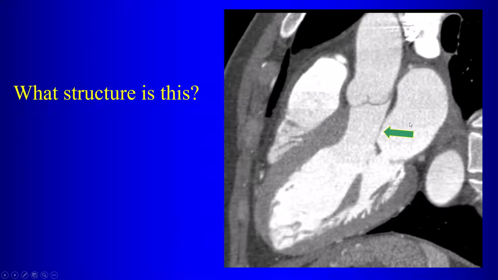So here is a left ventricular outflow tract view. This is the left atrium. This is the left ventricle. So here we have the mitral valve that separates the left atrium from the left ventricle. This is the aortic valve. And so this represents the anterior leaflet of the mitral valve. So you follow that anterior leaflet and it takes you right to the aortic valve.